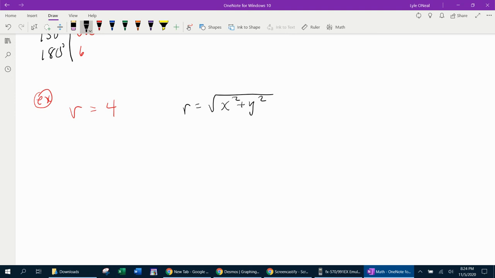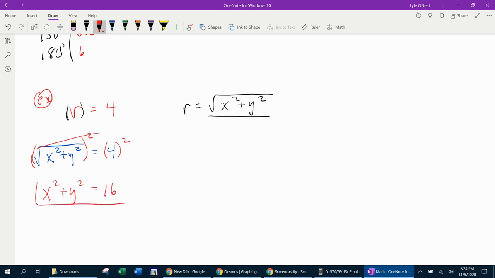And so here, if I want to convert this to a rectangular equation, I can replace r with what it's equal to. And that's going to give me the square root of x squared plus y squared equals 4. And then if I wanted to simplify that by getting rid of the square root, I could square both sides, which will give me x squared plus y squared equals 16. Now this is rectangular. This up here was polar.